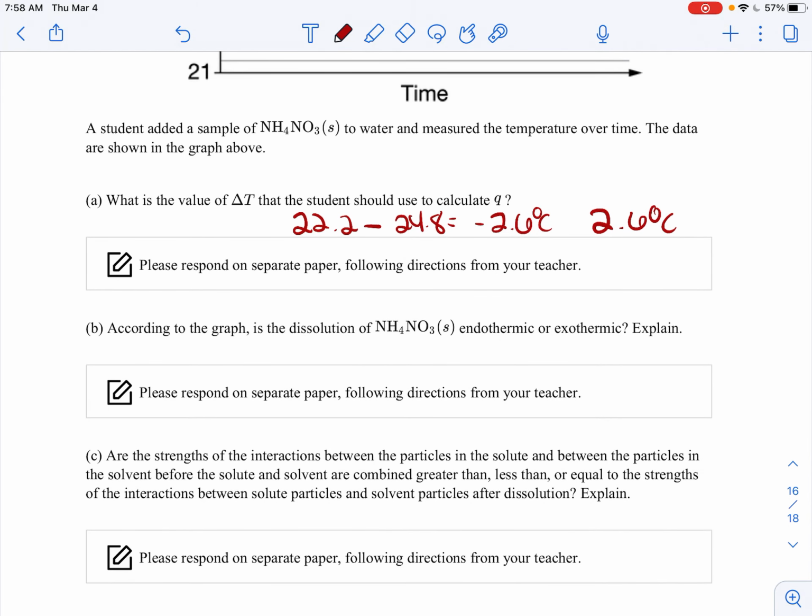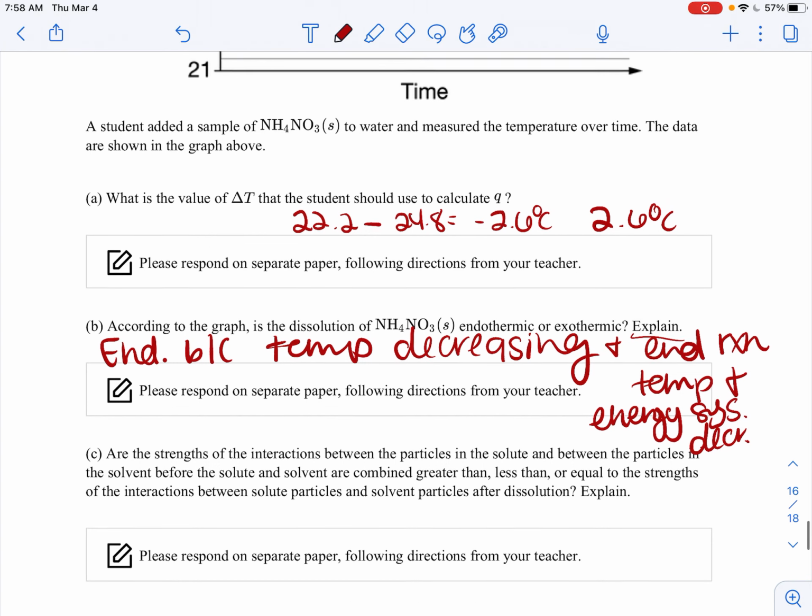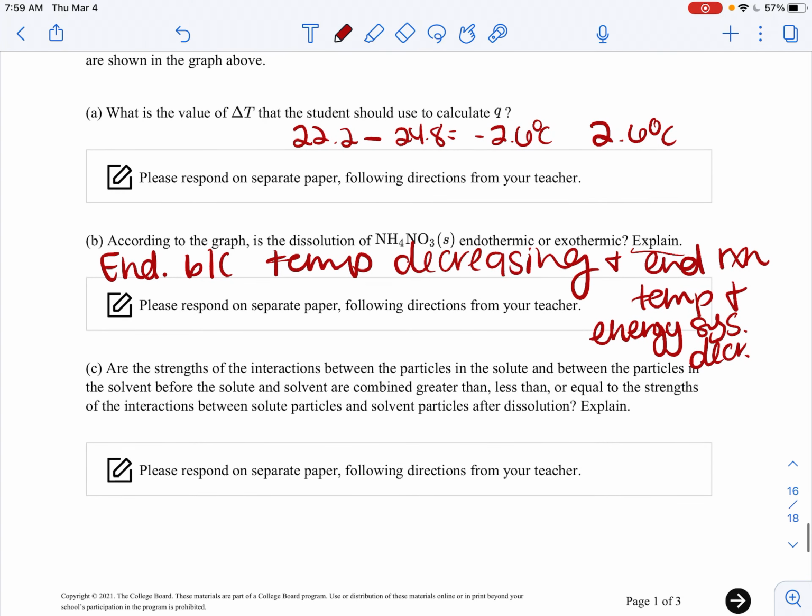Now B, it says, according to the graph, the dissolution of NH4NO3 is endothermic or exothermic. Explain. So we said that it's endothermic because the temperature is decreasing, okay? Now it says the temperature is decreasing, and in endothermic reactions, temperature and energy of the system decreases, okay?